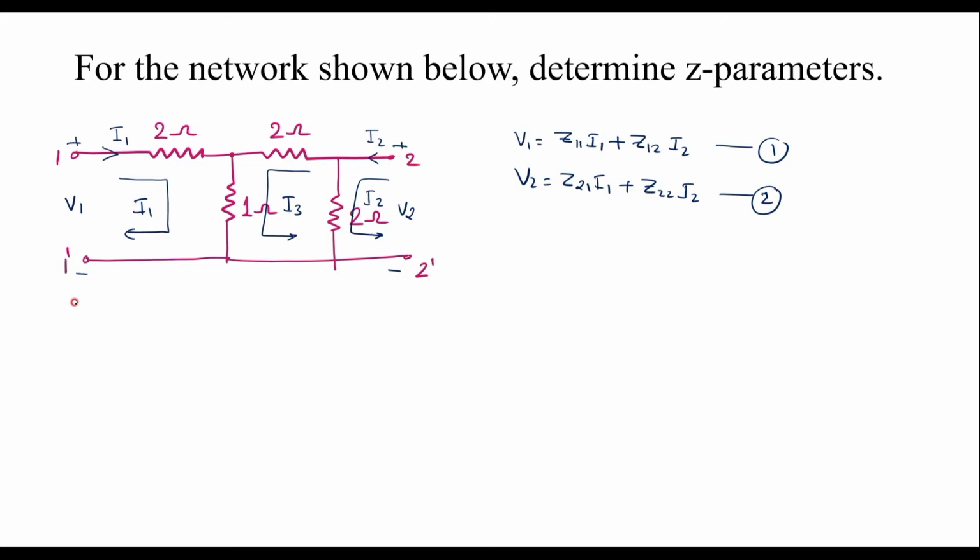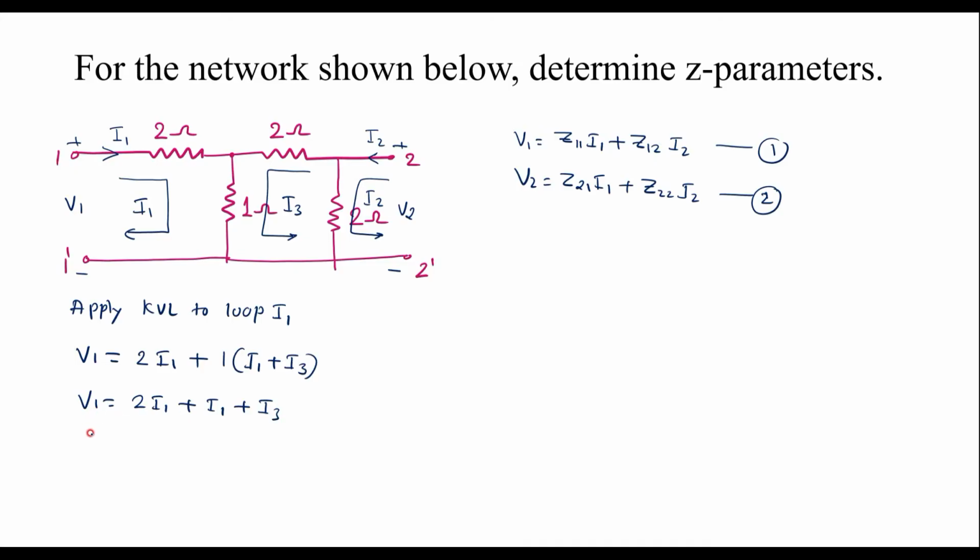Now apply KVL to loop I1. So I can write V1 is equal to the voltage drop across the 2 ohm resistor, which is 2I1, plus the voltage drop across the 1 ohm resistor, which is 1 into (I1 plus I3). Simplifying this, V1 is equal to 2I1 plus I1 plus I3. Simplifying this, V1 is equal to 3I1 plus I3. We'll call it equation number 3.